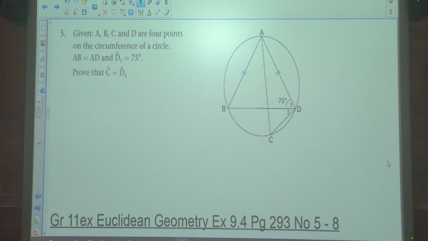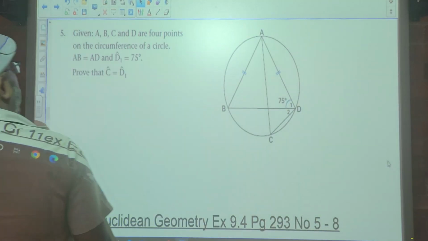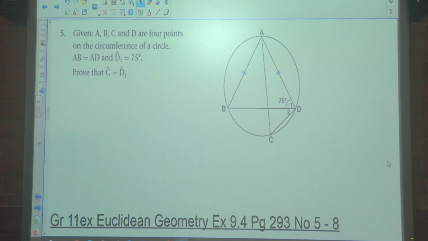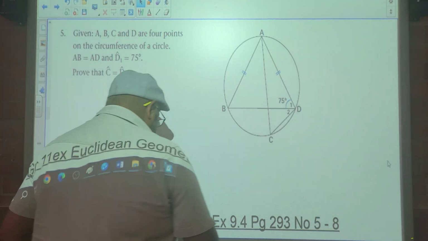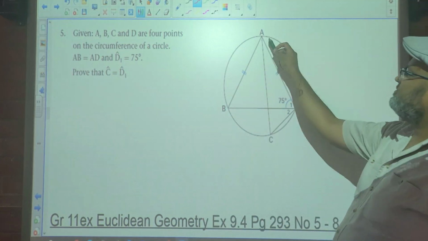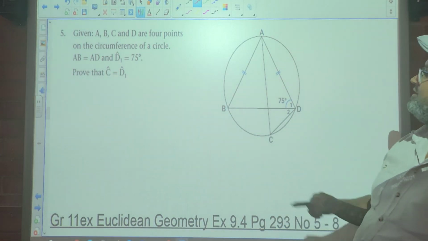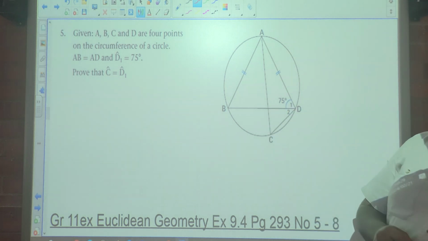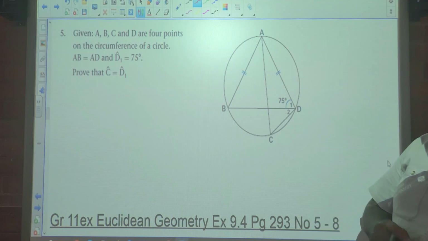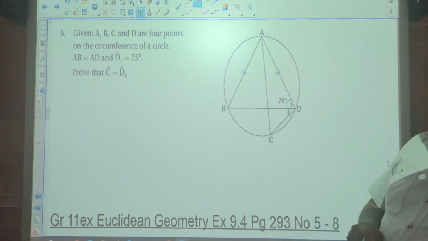So here we are told that A, B, C, and D are 4 points on the circumference of the circle. Then we are told that AB is equal to AD. People, if AB is equal to AD, what do we know? Angle B is also 75 degrees. Why? Angles opposite equal sides.